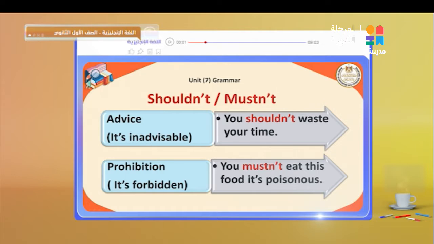For prohibition or something forbidden, when something is forbidden, it's not allowed. You mustn't do this, so you mustn't eat this food, it's poisonous. Here I don't just advise you, I say it's something forbidden. You mustn't do this ever because it's dangerous. You mustn't eat this food. Can we say here you shouldn't? No, you mustn't eat this food because it's poisonous. Okay?